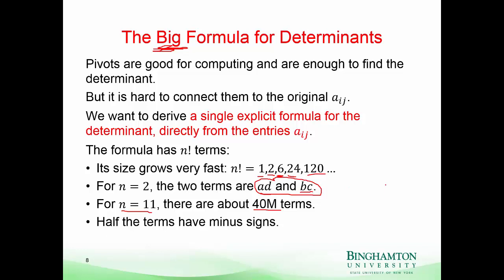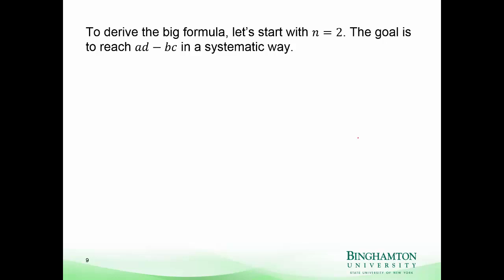We also saw for the 3x3, with our little trick, we got 6 terms. In a sense, that little trick is doing this big formula, and it's just a clever way of forming these 6 terms, and we saw that 3 of them had negative signs. The ones that go from the lower left to the upper right were the negatives, and the ones from the upper left to the lower right were the positives. So let's see about this big formula and see how we can get it. Let's start with n equal to 2.